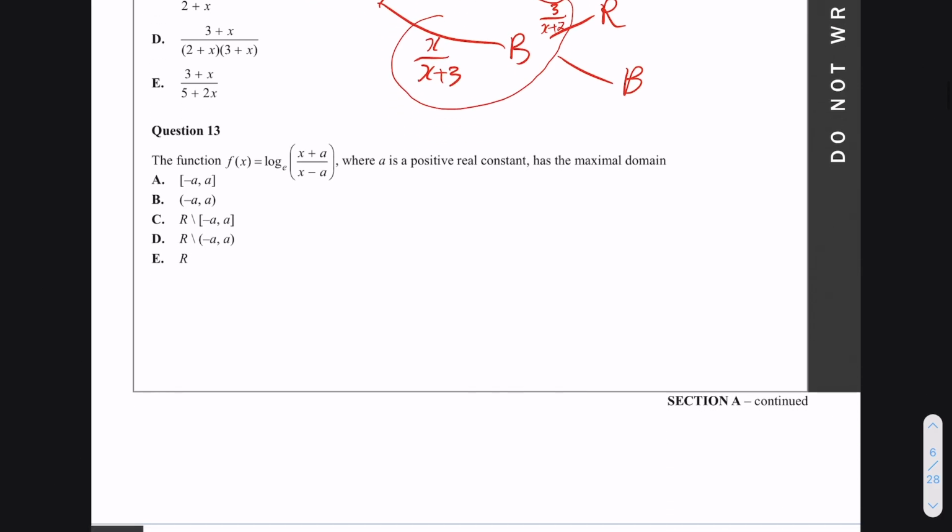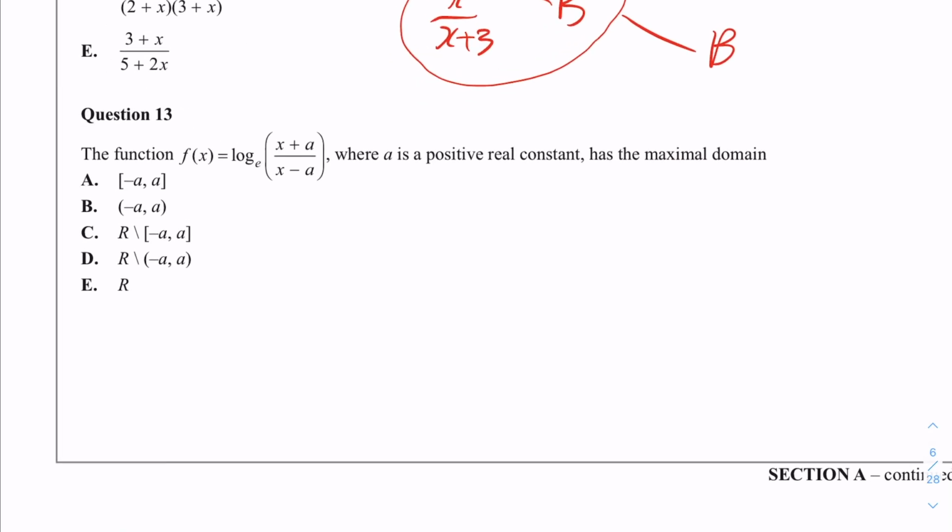Okay. The function f of x, where a is a positive real constant, has the maximal domain. So obviously we can't include a, and so that makes a and e wrong, because if we sub that into the denominator, we get an undefined. And also that makes us reject this one here because we aren't excluding a in this here. We're including it. So that's wrong. So we're left between 2.